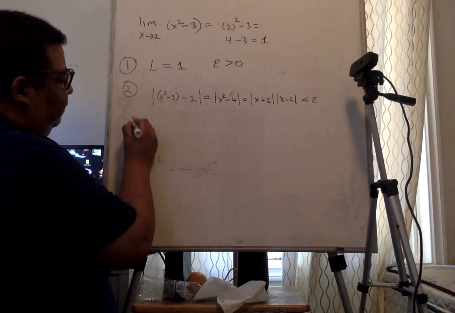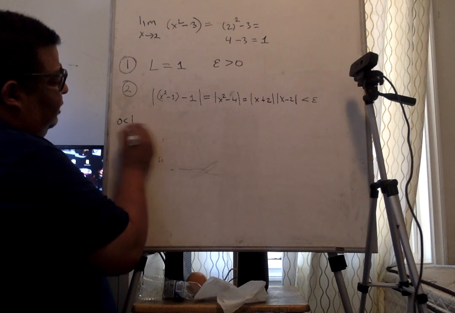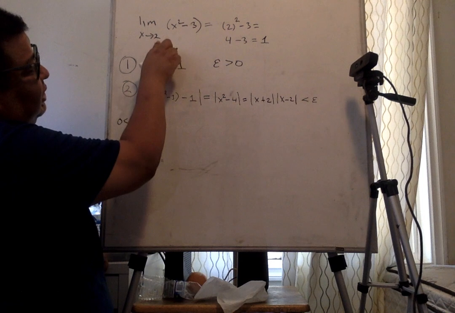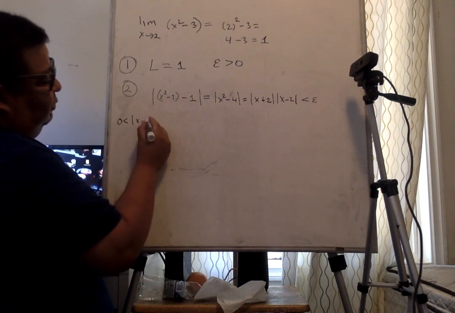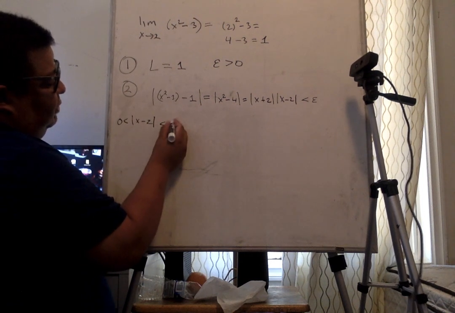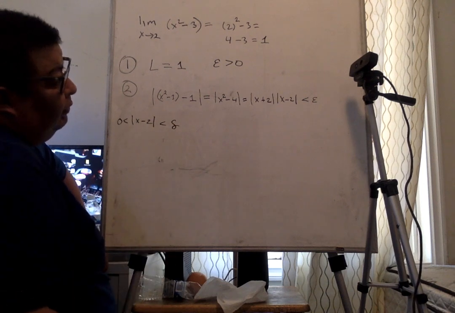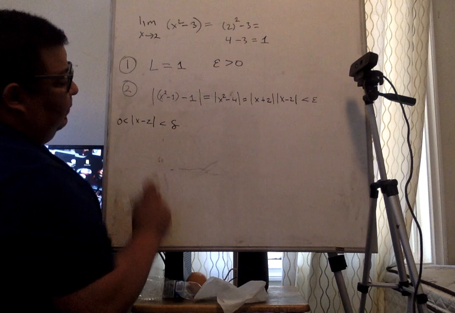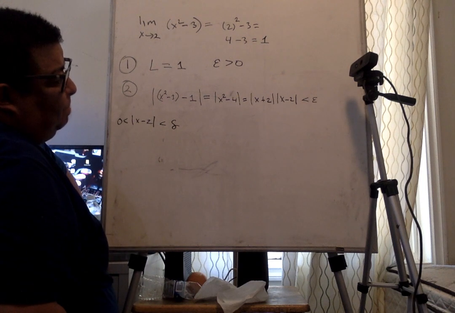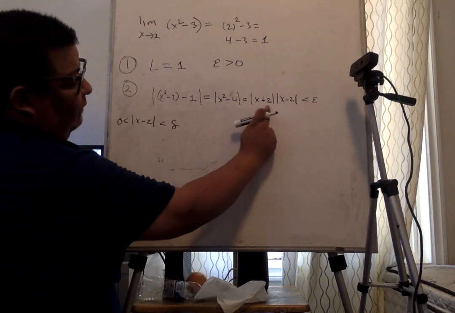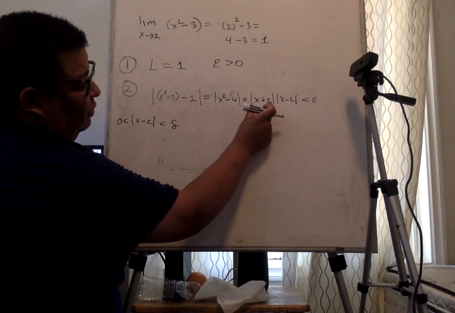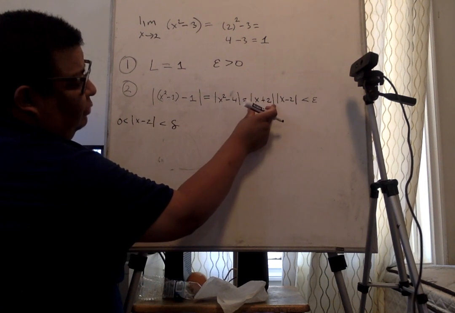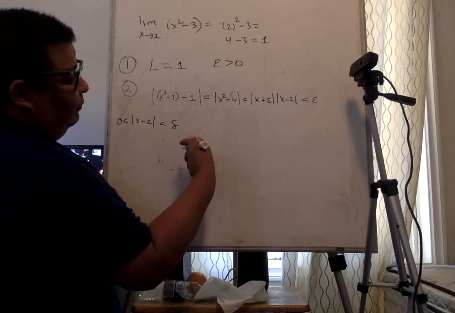Alright, remember delta has to be greater than 0 and we need absolute value of x minus c. What is c? c is 2, so let's put absolute value of x minus 2 less than delta. Alright, so we see x minus 2 here, x minus 2 here. Once we get rid of the x plus 2 factor, we can find out our delta.